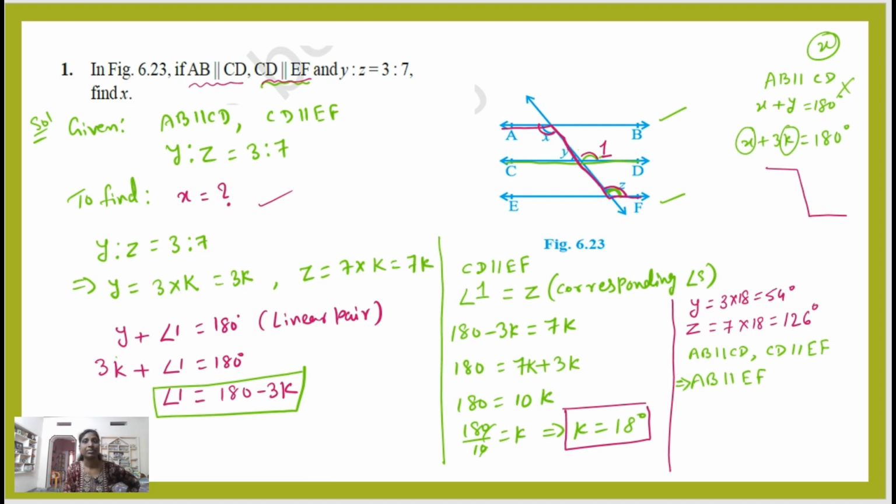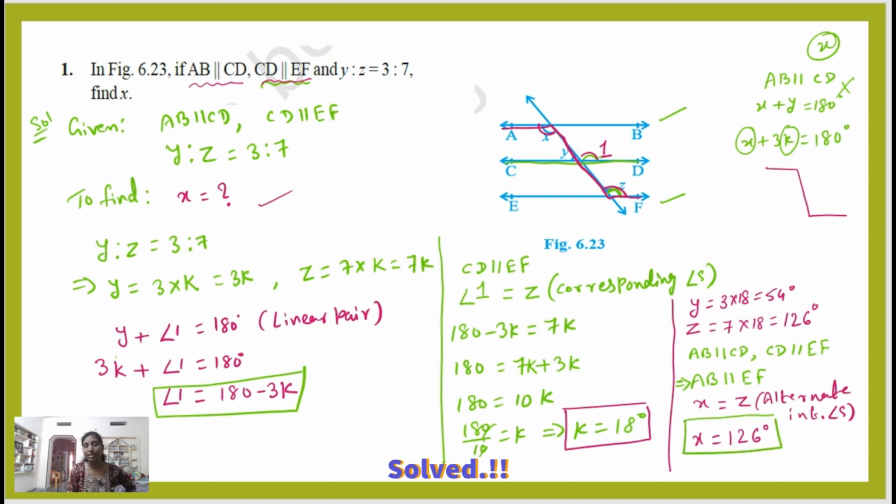See here, this shape. So x and z are alternate interior angles. X is equal to z. What is the reason? Alternate interior angles. Okay, but we know the value of z. So x is also equal to z, which is equal to 126 degrees. So finally we got the answer. What is the value of x?